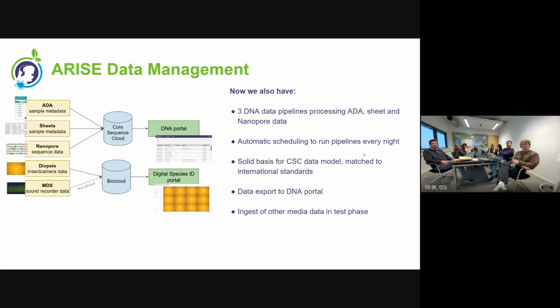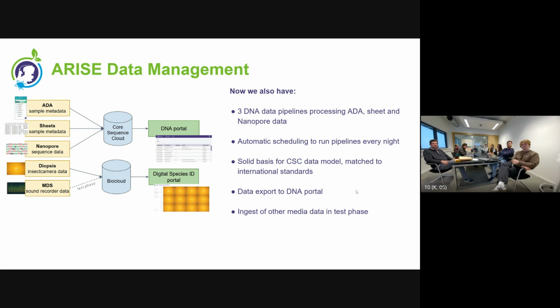So all that data is now ingested into the core sequence cloud and published onto the DNA portal. For the sensor pipelines, we have now just started to rework the BioCloud to also be able to ingest data from multiple sources, and the sound recorder data from MDS is in a testing phase to then send that to the digital species identification portal.